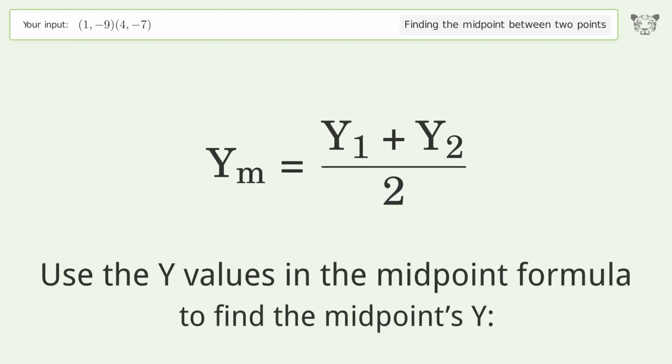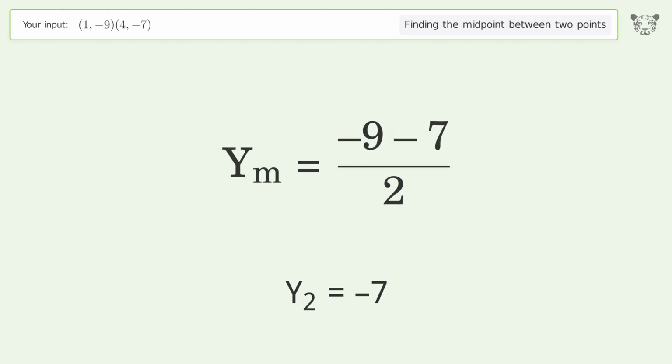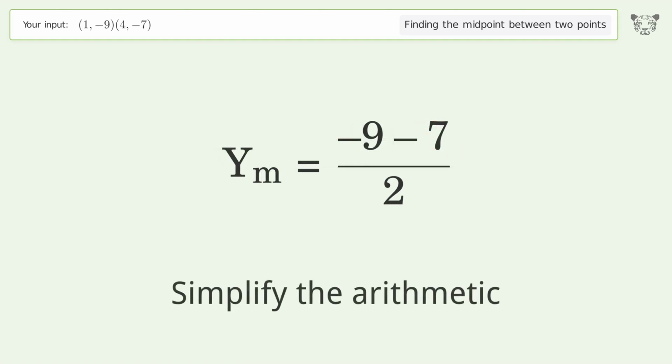Use the y values in the midpoint formula to find the midpoint's y. y1 equals -9. y2 equals -7. Simplify the arithmetic.